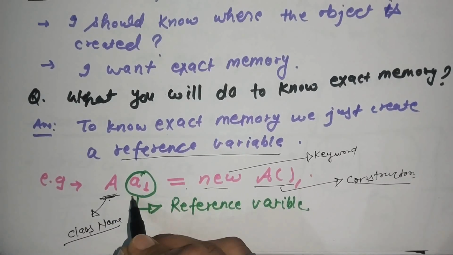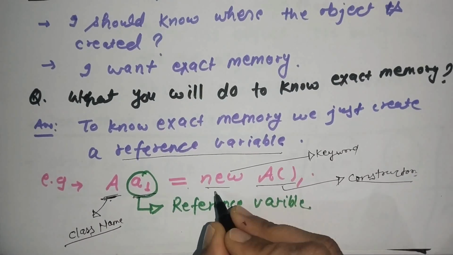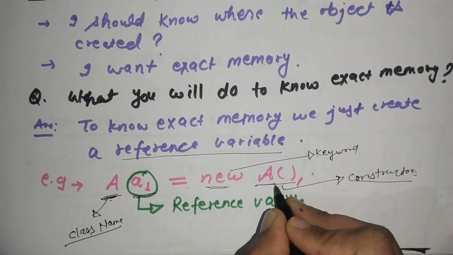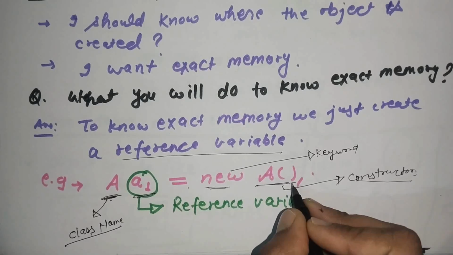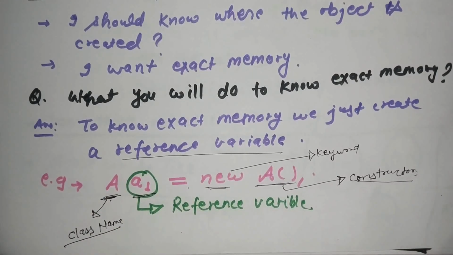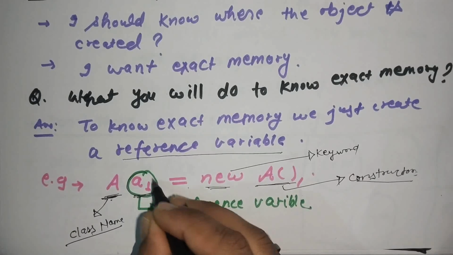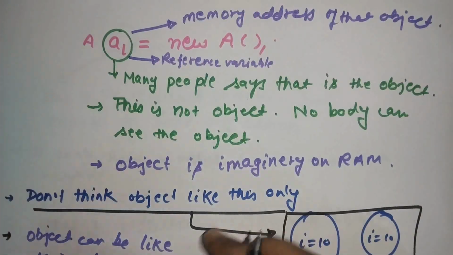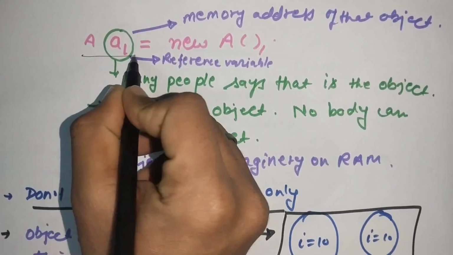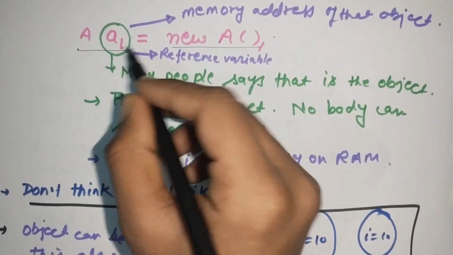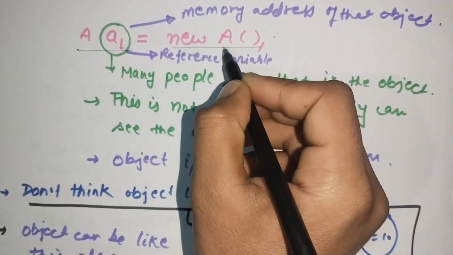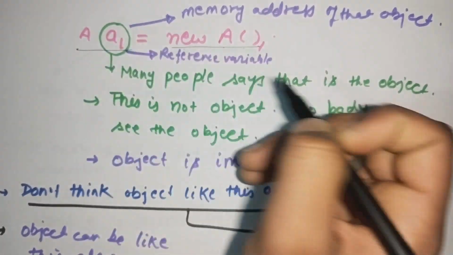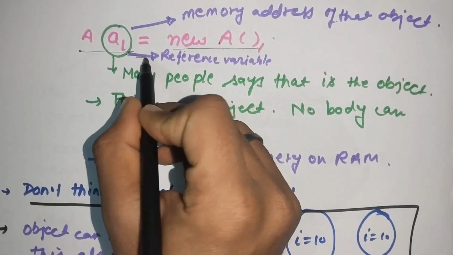Class name, reference variable is equal to new keyword, followed by the class name with opening and closing parenthesis. Here A1 is the reference variable. A1 is equal to new, followed by the class name with opening and closing parenthesis. So here A1 is the reference variable.